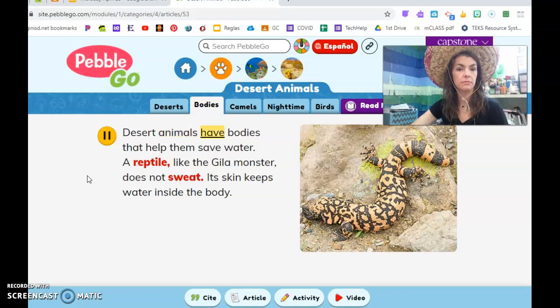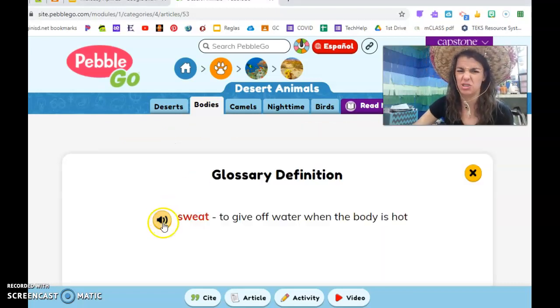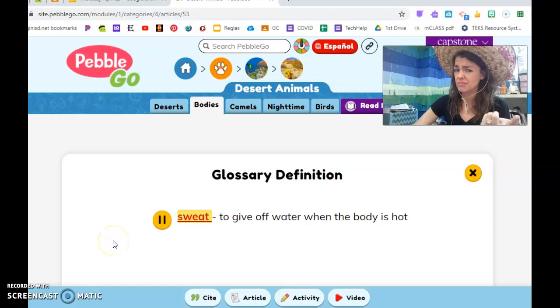Desert animals have bodies that help them save water. A reptile, like the Gila monster, does not sweat. Its skin keeps water inside the body. That is a very impressive adaptation. It says that this reptile does not sweat. What's sweat? Do you sweat? Sweat. To give off water when the body is hot.